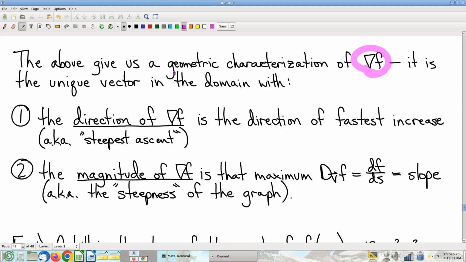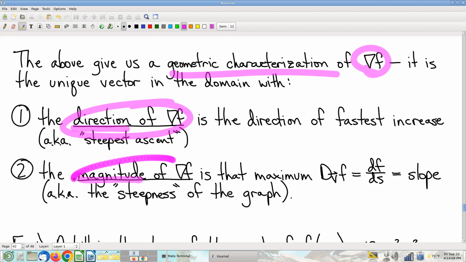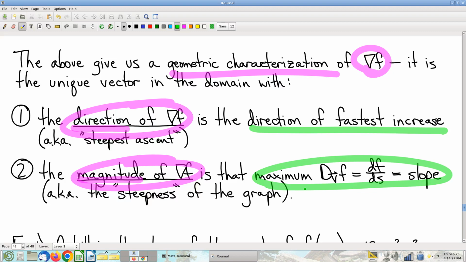Now we have a thoroughly geometric point of view on the gradient. The direction and the magnitude. That's the geometric aspects of the gradient vector. Direction and magnitude. And I'm going to describe these geometric aspects as, well, the direction is the direction of fastest increase, and the magnitude is that maximum directional derivative.